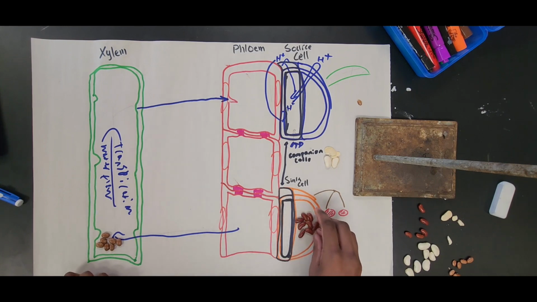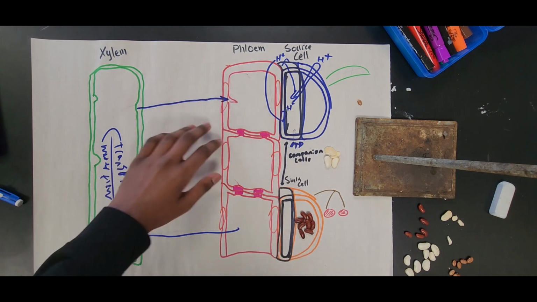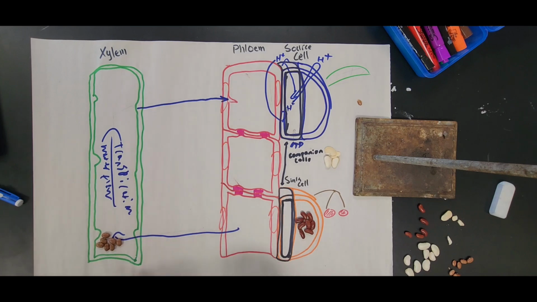It's important to mention that this whole process can be reversed, where mass flow can be reversed and the direction can change. The pressure gradient from the phloem is what allows all this to happen. The pressure gradient is caused by the transpiration and water flow, and it moves down and also moves over here. And that concludes our presentation of the pressure flow model.